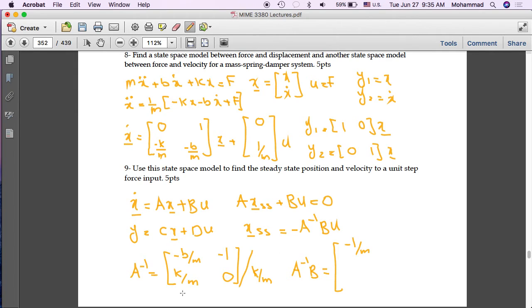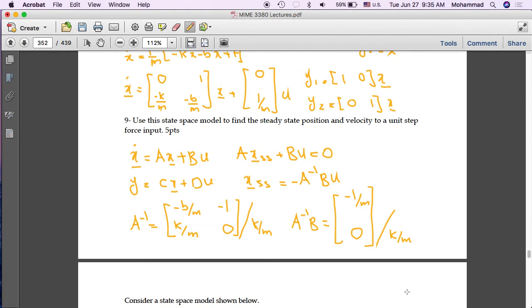Second row involves multiplying this second row by the column. So k over m gets multiplied by 0, 0 by 1 over m. So the result is 0. And remember, we are still dividing by k over m. That still remains. So that's A inverse times B. We are just finding A inverse times B. We haven't plugged that back in.